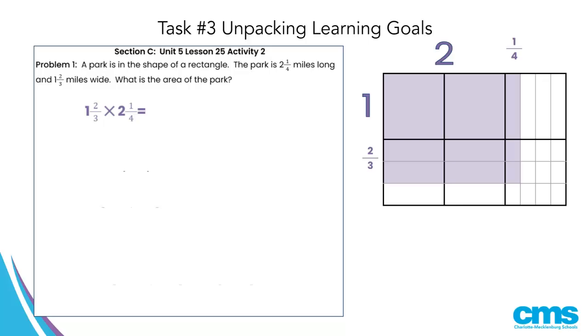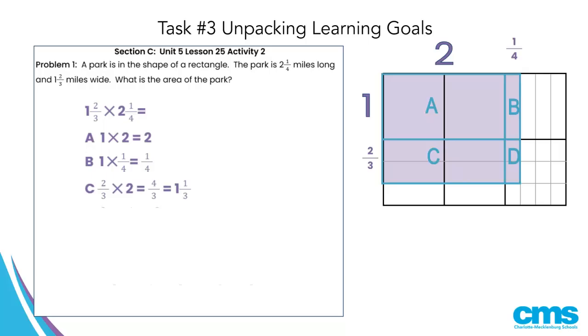Then we can decompose both dimensions by separating the whole number and the fraction. I'm doing that with green right here. Now, just like with whole numbers, we can find the area of each partial product. So I just labeled them A, B, C, D, so I made sure I would get each one. So if I look at A, that section is 1 by 2, so it's 2 units. B is 1 by 1/4, which is 1/4 units.